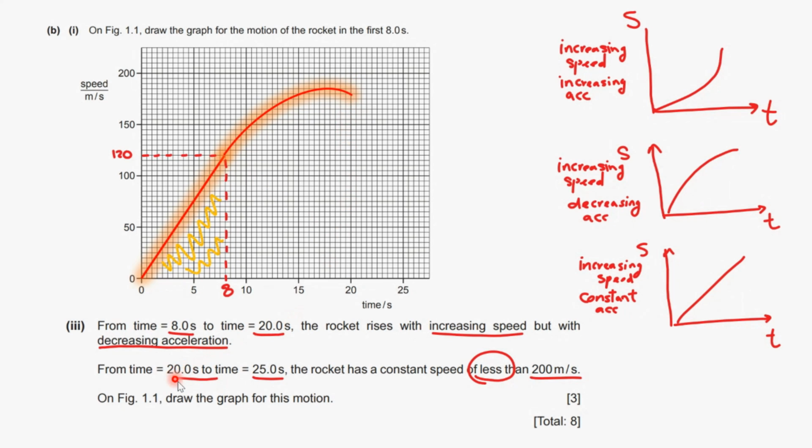And for the last section, he said the rocket is moving with a constant speed. There is no increase in the speed, so constant means a straight line only for 5 seconds, and the value of the speed must be less than 200 meters per second. So we get the 3 marks now.